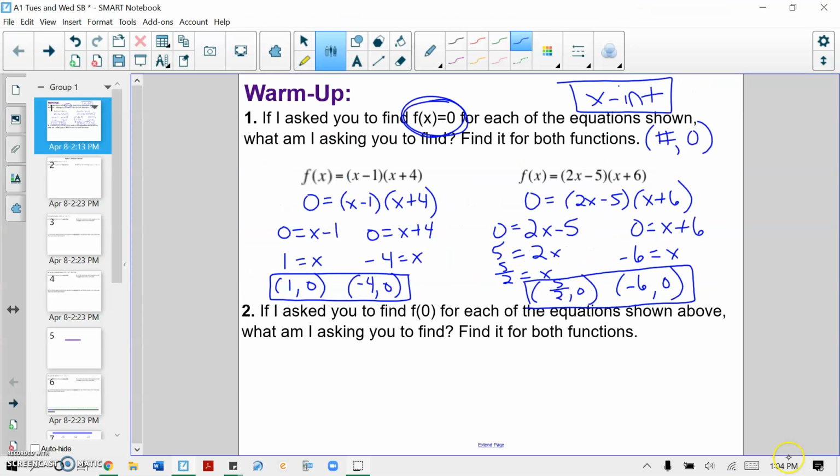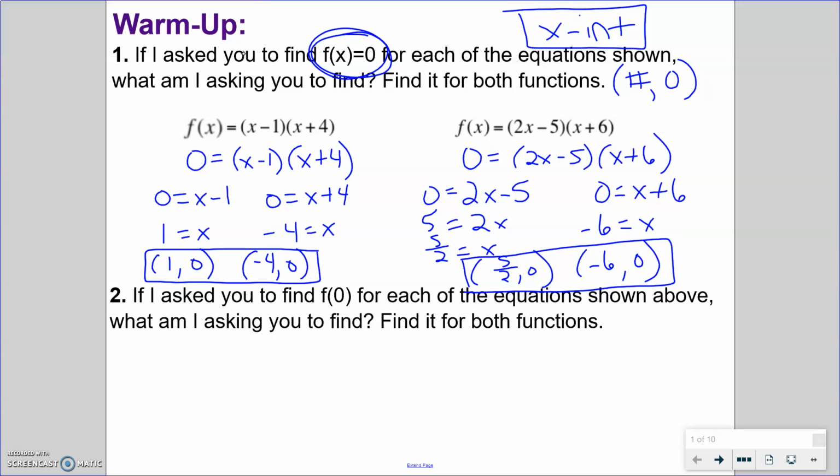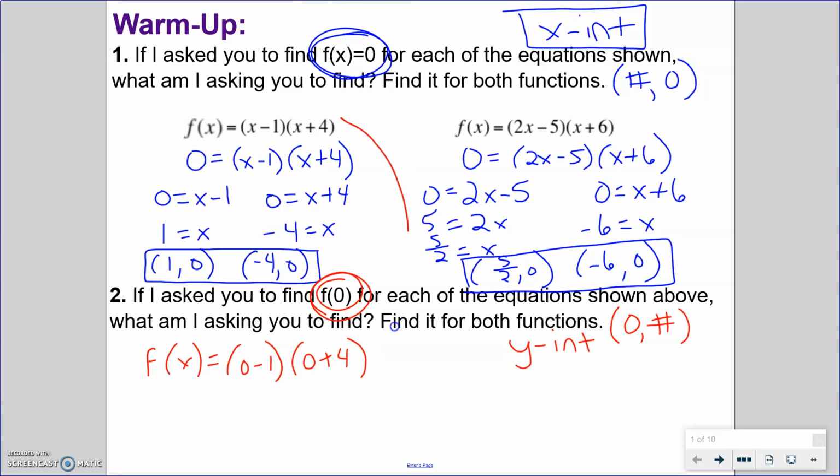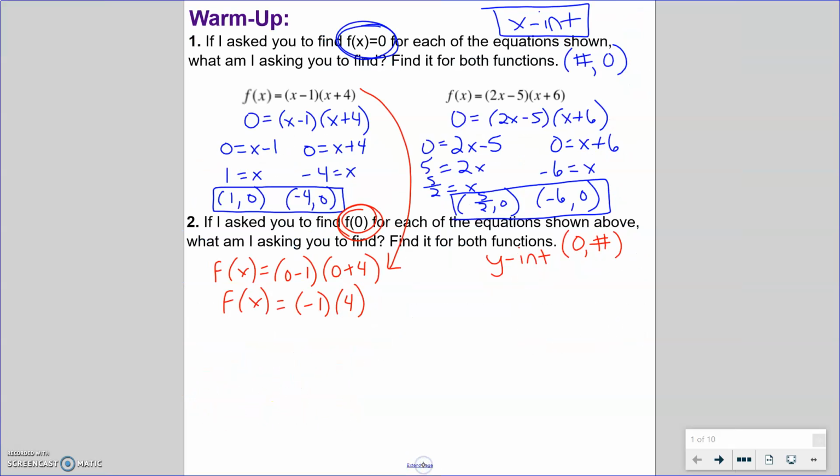So the second question asks, what if I'm asking you to find f of 0? Well, now we're saying we're plugging in 0 for x and saying what do we get? So in this case, we're finding the y-intercept. Okay, find it for both functions. So if I plug in 0 for x on this one up top, I'm just using that same equation here. I get negative 1 times 4, which is negative 4. So my y-intercept is (0, negative 4).